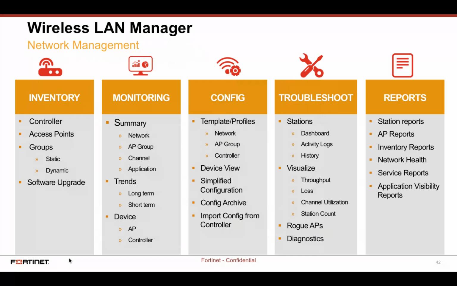For example, the customer wants to have station reports, AP reports, network inventory reports, Wi-Fi health reports. So different types of reports that the customer wants to generate, then you can have a detailed report generated through Forti Wireless LAN Manager. Also keep in mind that on the wireless LAN controller, the logs are limited. So if you want to go back and retain any historical information, you can't do that. You need a wireless LAN manager to get the historical reports or historical information on your network.